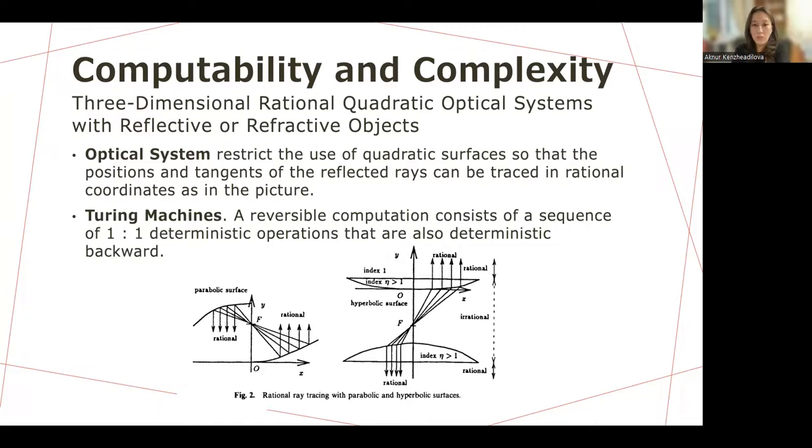The first subcase, which is reflective objects with linear and parabolic surfaces, does not require any refractive object at all. But in the second subcase, we may need some reflective objects, since the reflective surface may be implemented by using total refraction from the object. And also here, it will be restricted to quadratic surfaces so that the positions and the tangents of the reflected rays can be traced in rational coordinates as shown here.